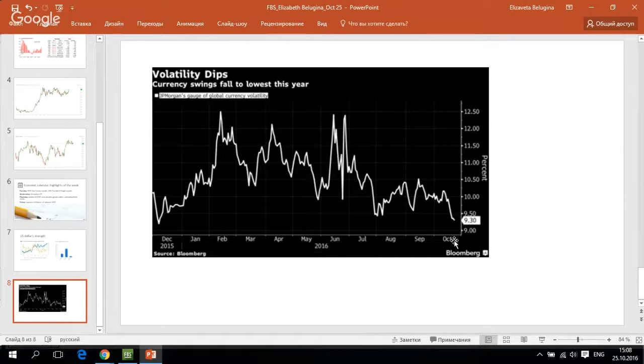And such decline in volatility can be explained by the speculation that the markets have already priced in enough of the US interest rate increase in coming months, and also the fact that Hillary Clinton is far ahead of Donald Trump in the opinion polls. The US dollar has already strengthened on this as well.